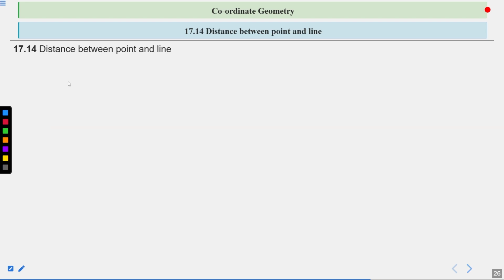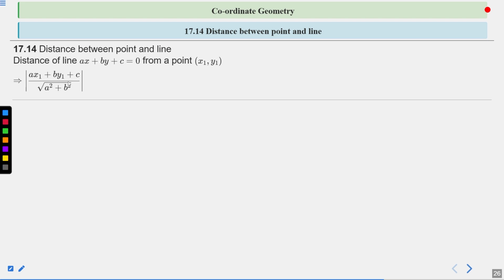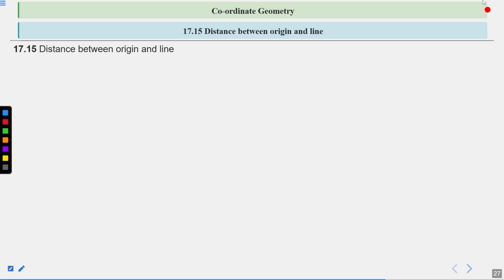Next, distance between points and line. So the distance of a line ax plus by plus c equals 0 from a point x1, y1, we can calculate by the formula mod of a into x1 plus b into y1 plus c upon under root a square plus b square. Next one is distance between origin and line. So the distance of line ax plus by plus c equals 0 from origin, we get mod of c upon under root a square plus b square.